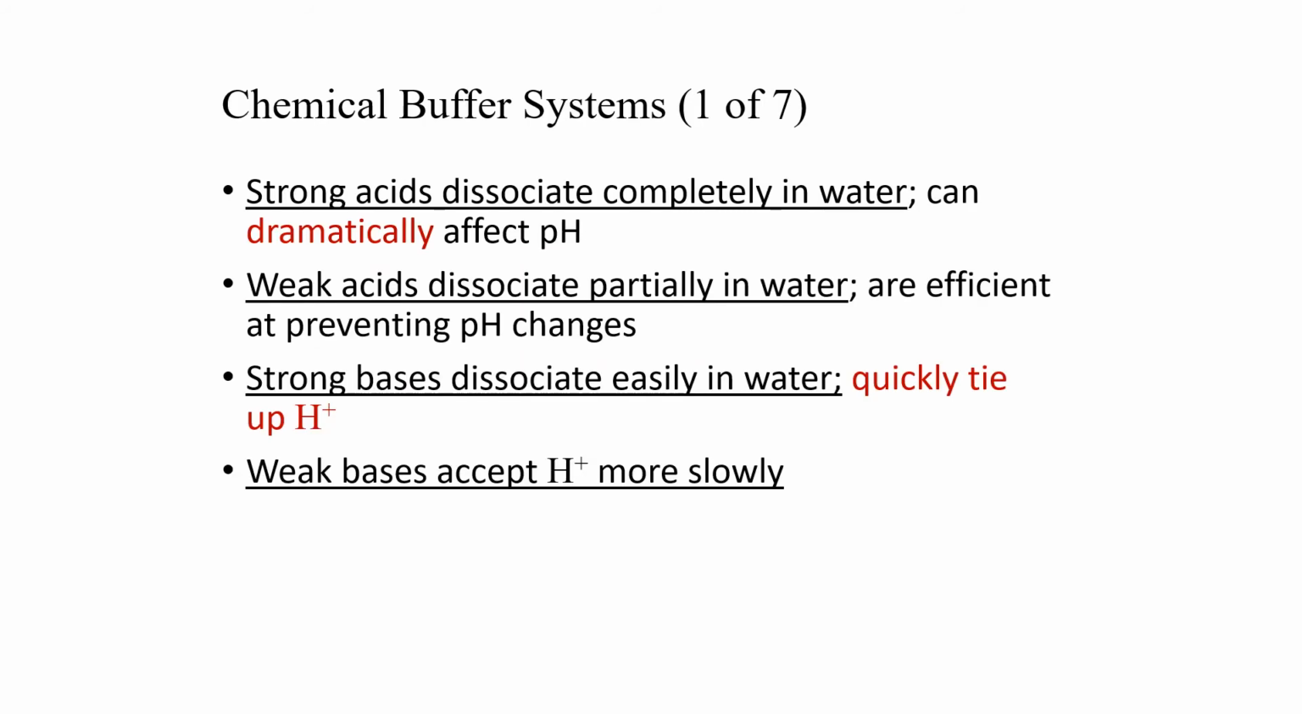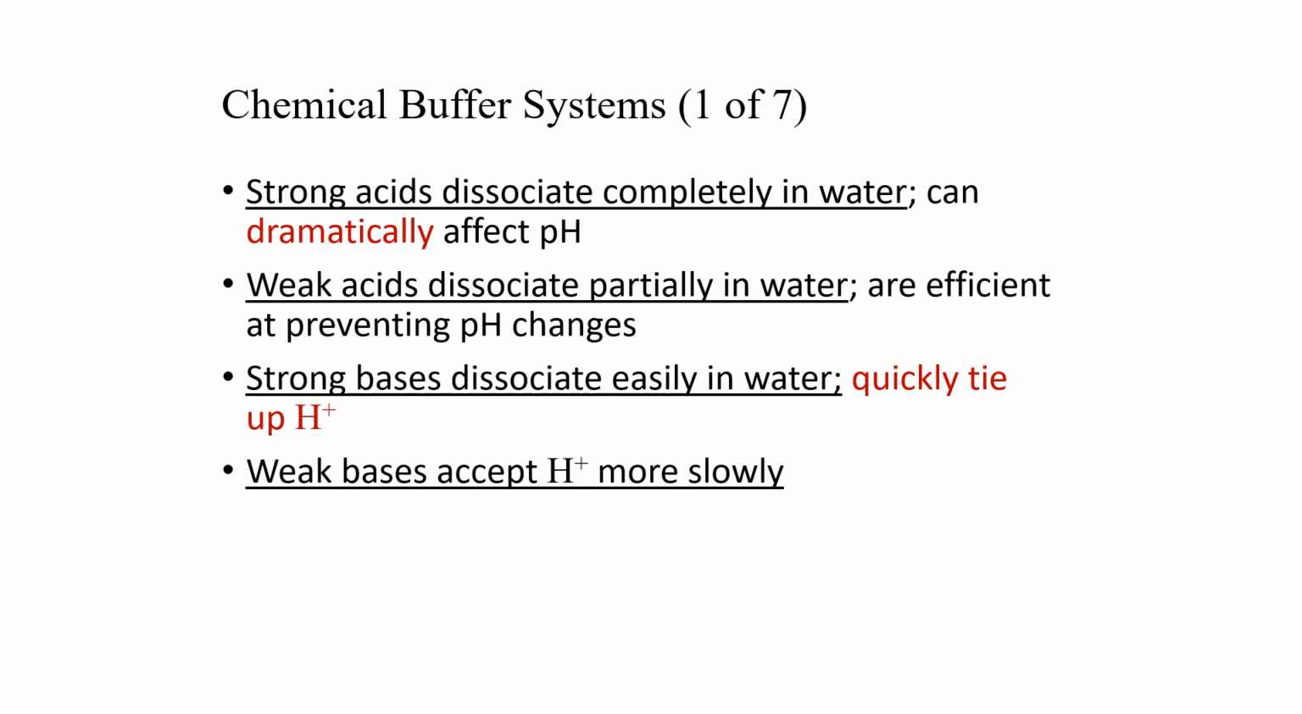In the chemical buffer systems, what we're going to see is that strong acids are going to be completely dissociated in water, and so they dramatically affect the pH. What the body does is it changes a strong acid into a weak acid, because weak acids only dissociate partially in water, and they buffer or prevent pH changes.